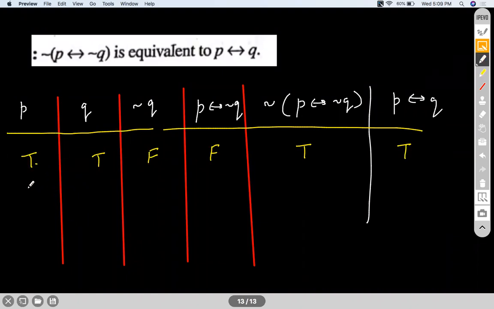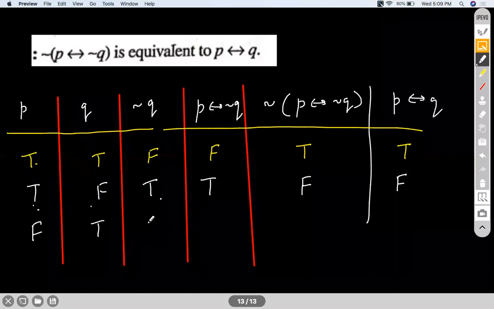Let's see. True, false, true, true, true. And now see here, true, true, true. That guy is true, this guy is false. This guy is false. And now look here, true, false, false. Okay, false. This is false. Now look at this guy and this guy. False, false means true. Negation is false.